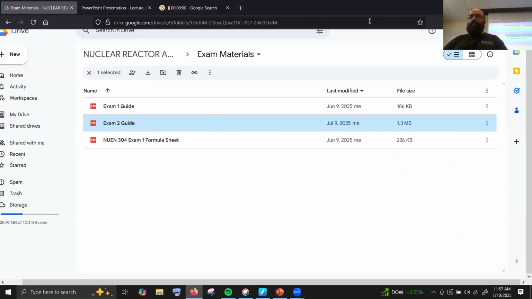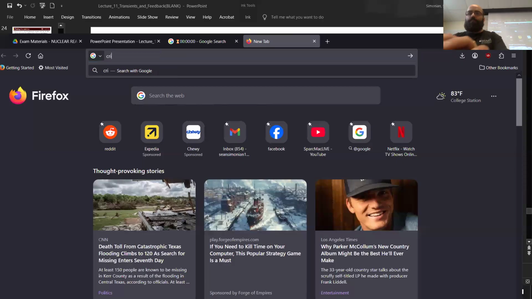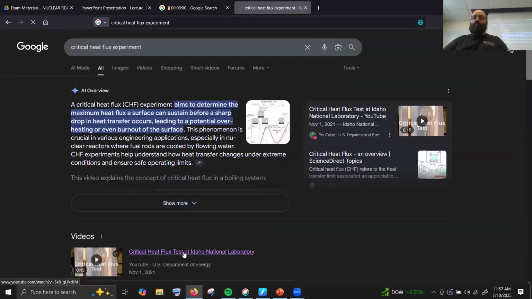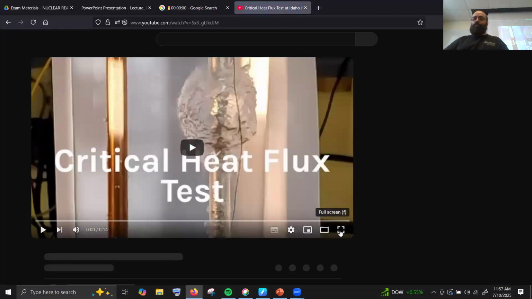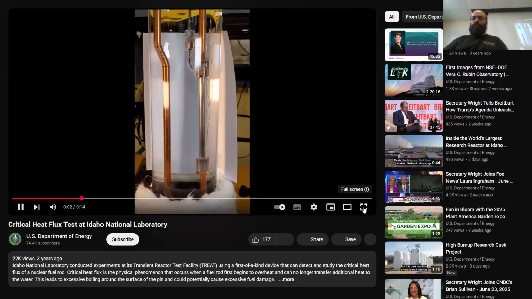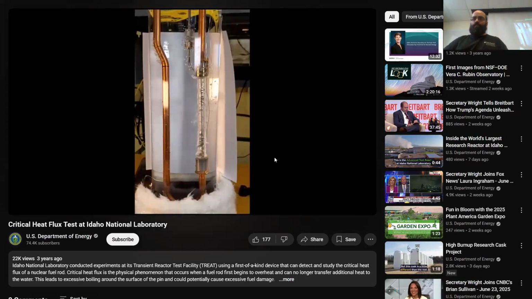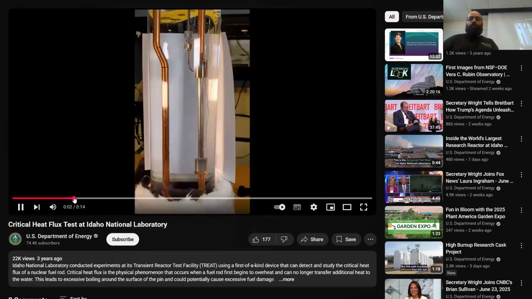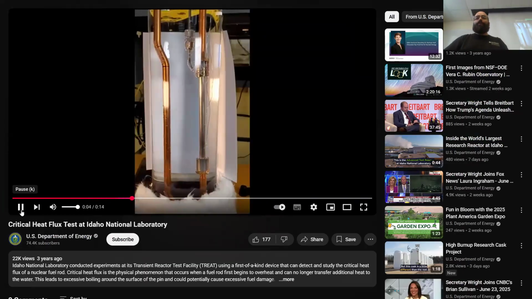There's a thing called critical heat flux, and this is something they can actually do at Idaho National Lab, where they have a fuel rod, pass a very high heat flux through it, and visualize how the bubbles form around the rod. Ideally what you want is not that.